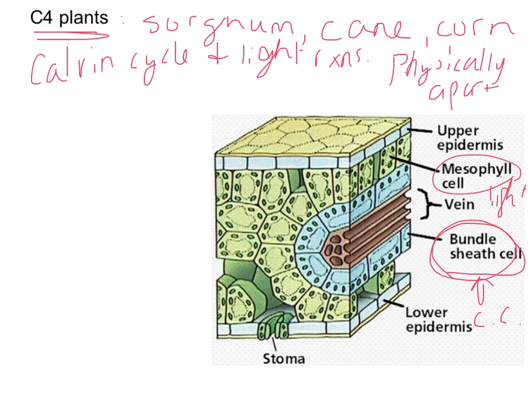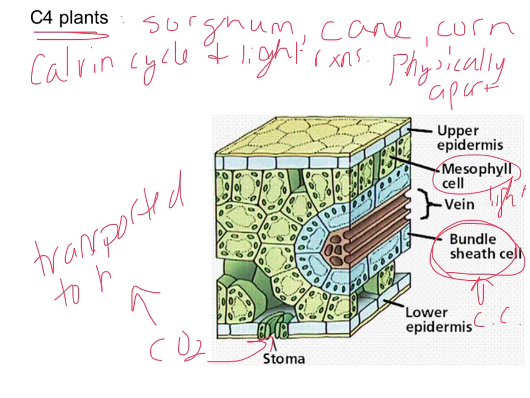So the carbon dioxide that enters the plant through the stoma is shuttled to these bundle sheath cells. And the bundle sheath cells are impermeable to the carbon dioxide. So once it gets transferred in there, and we'll look at the pathway of how it gets in there, it can't escape and get back out.